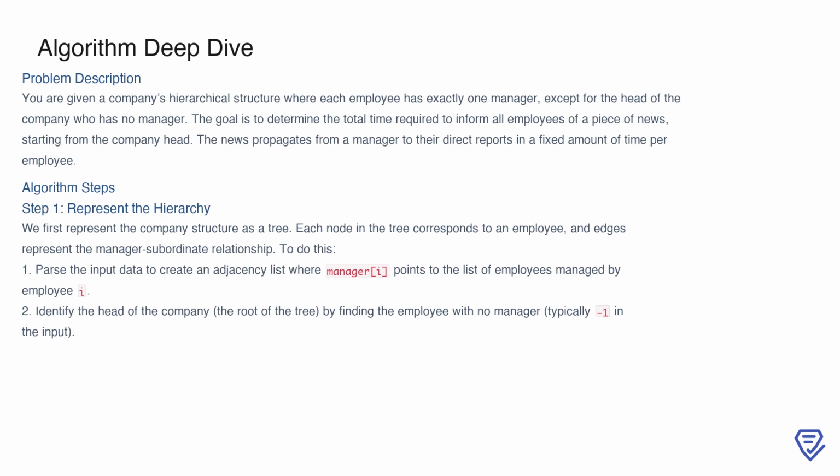To solve this, the first step is to represent the company's hierarchy as a tree. We can achieve this by parsing the input data to create an adjacency list. In this list, each manager points to a list of employees they manage. Additionally, we need to identify the head of the company, which is the root of the tree. This is typically the employee with no manager, indicated by a value of -1 in the input.